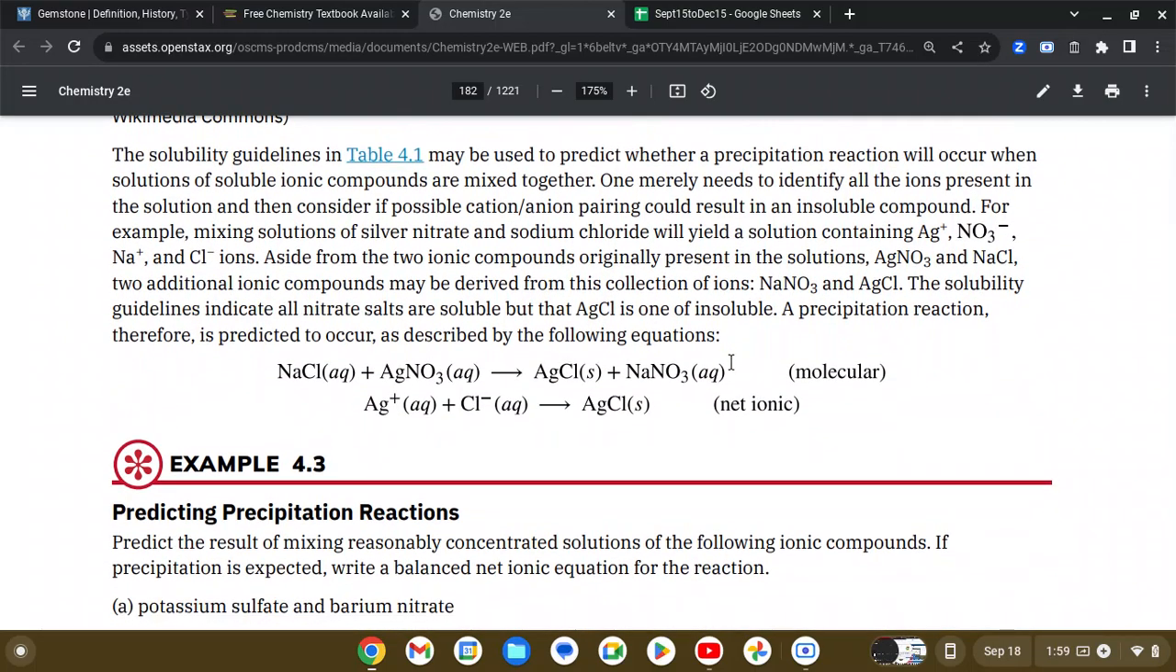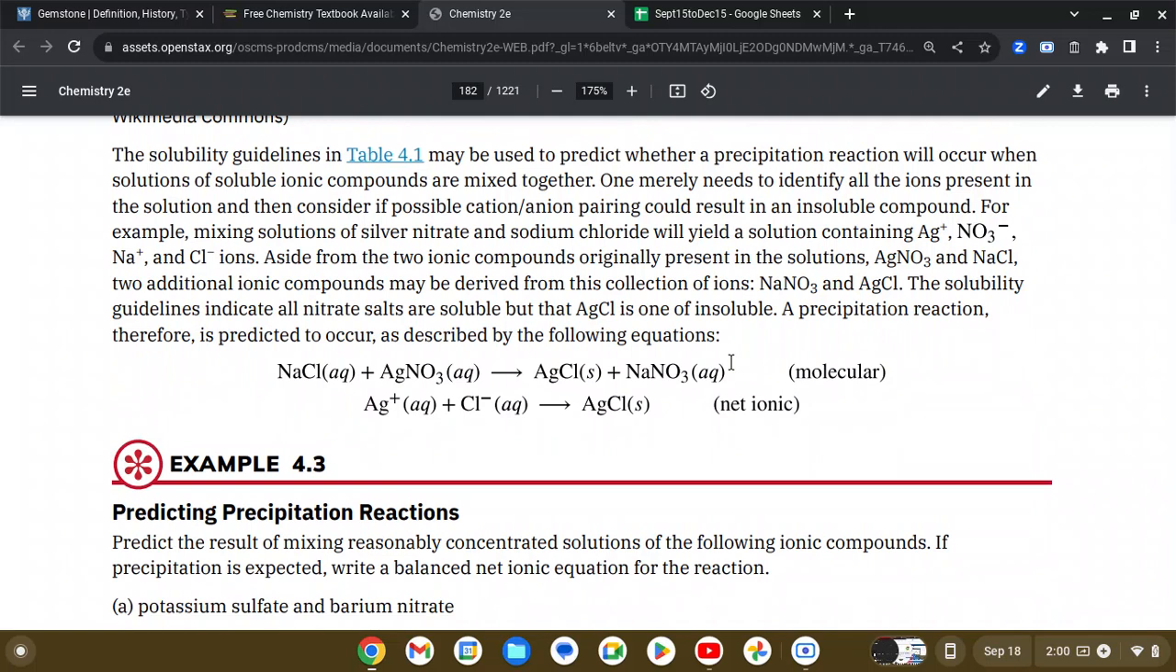Solubility guidelines in 4.1 may be used to predict whether a precipitation reaction will occur when solutions of soluble ionic compounds are mixed together. One merely needs to identify all the ions present in the solution and then consider if possible cation-anion pairings could result in an insoluble compound.